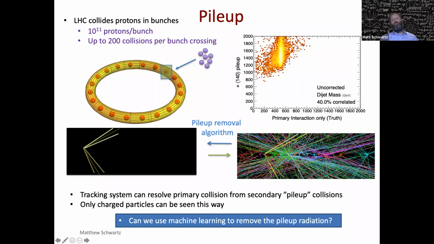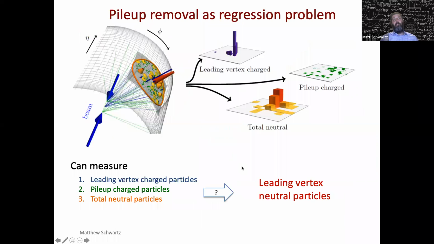And we have some tools to do it, right? We have in particular the tracking system. So this is an actual event display from ATLAS. And what you see here is you can localize the particles from their tracks. And you can see that some of the particles go to this primary interaction vertex, but most of them don't. So this is very good, but you can only see charged particles, because only charged particles leave tracks. And only about 2/3 of the particles at the LHC are charged. So this is helpful, but it's not completely solving the problem. And we want to know, can we learn something, say, about the neutral particles from the charged particles, and can we use all this information and combine it to remove the pileup radiation?